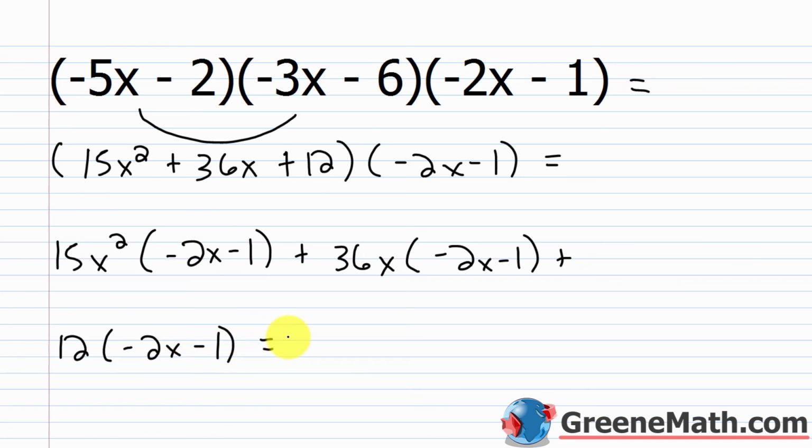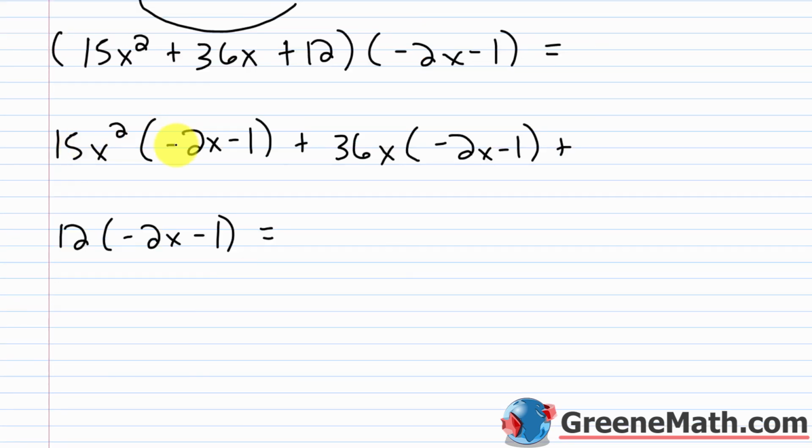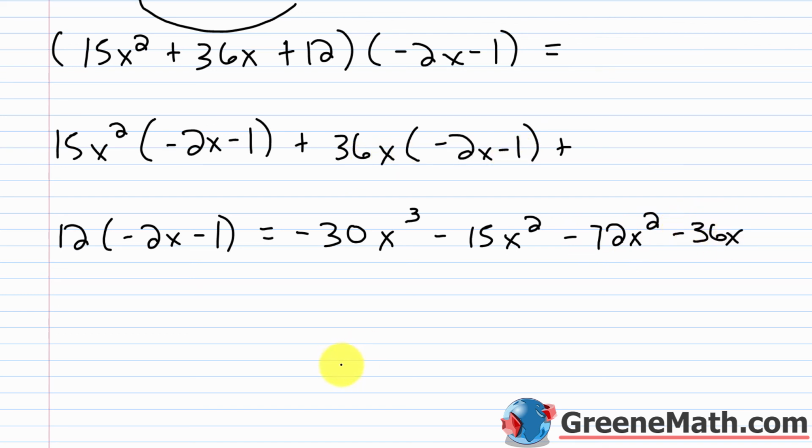All right, so 15x squared times negative 2x gives me negative 30x cubed. Then 15x squared times negative 1 is negative 15x squared. Then 36x times negative 2x is going to be negative 72x squared. Then 36x times negative 1 is going to be negative 36x. And lastly, 12 times negative 2x is minus 24x, and then 12 times negative 1 is negative 12.